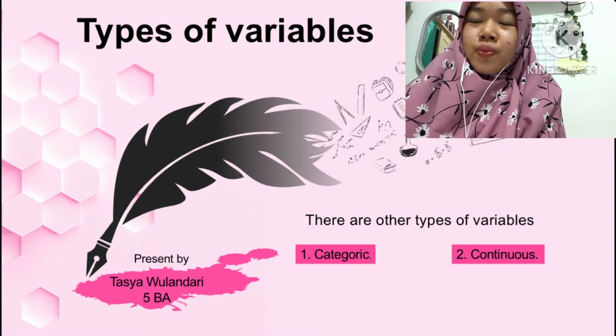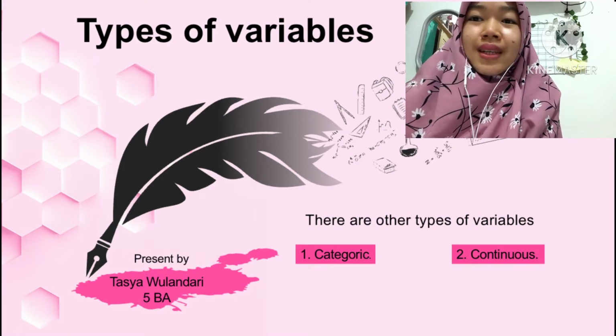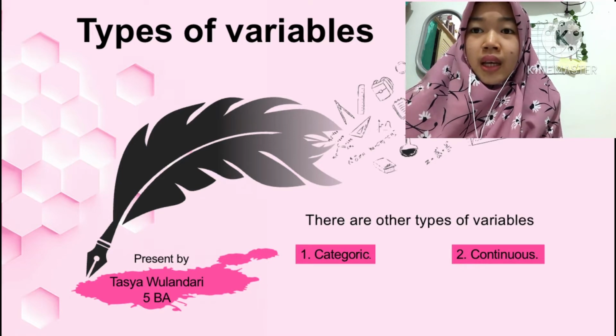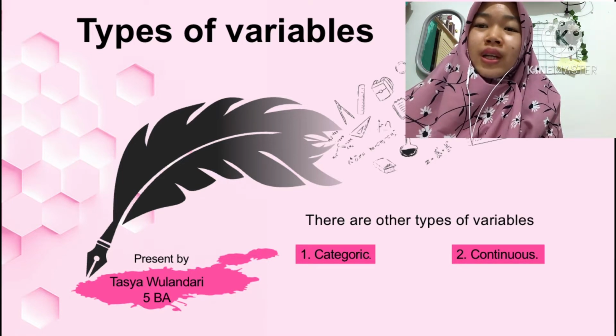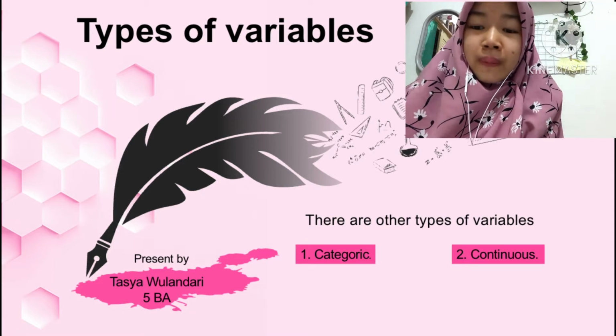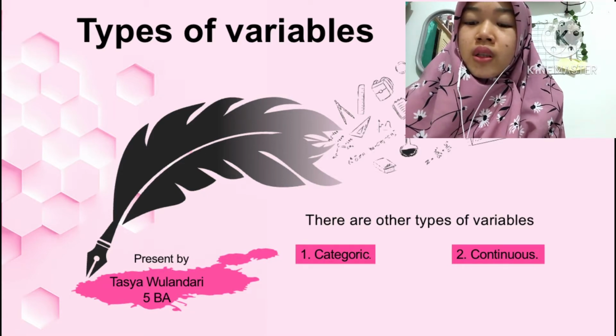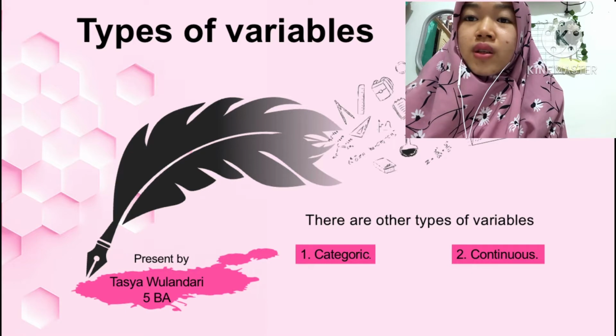Let me introduce myself. My name is Tasya Wulandari and I am from 5BA class. In this great opportunity, I would like to tell you about the types of variable. There are two types of variable. The first is categoric and the second one is continuous.